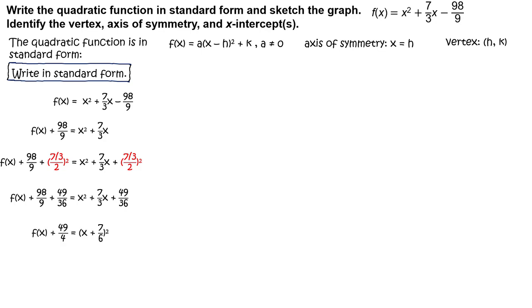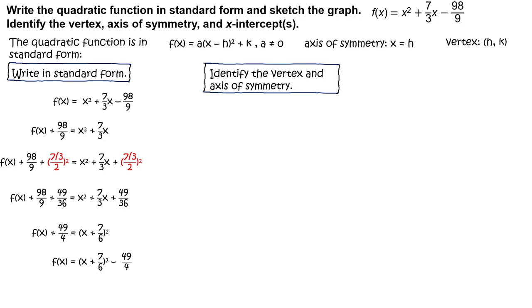On the left side of the equation, add the fractions 98/9 and 49/36. Simplify to get 49/4. On the right side of the equation, factor the expression as the quantity x plus 7/6 times the quantity x plus 7/6, or the quantity x plus 7/6 squared. To write the quadratic function in standard form, subtract 49/4 from each side of the equation. You will get f of x equals the quantity x plus 7/6 squared minus 49/4.